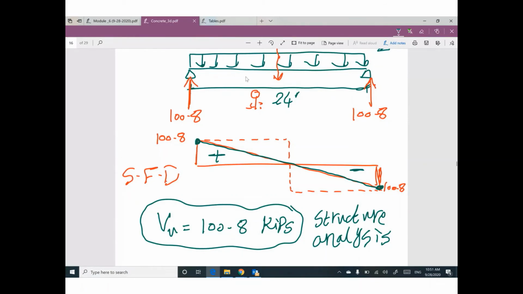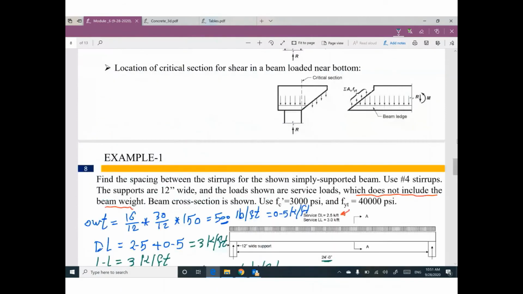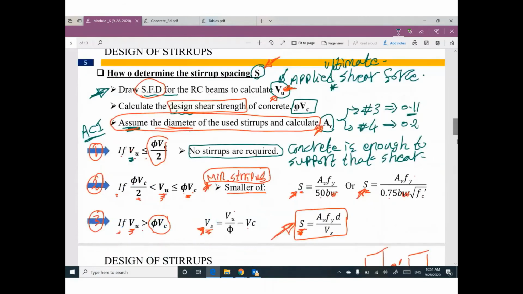So your V ultimate equals how much? 100.8 kips. Do you remember what was the first step? Draw the shear force diagram to figure out the value of V ultimate. Second step, calculate the design shear strength of concrete.